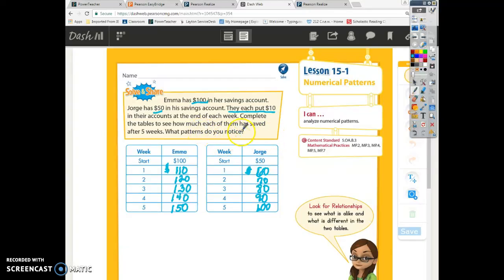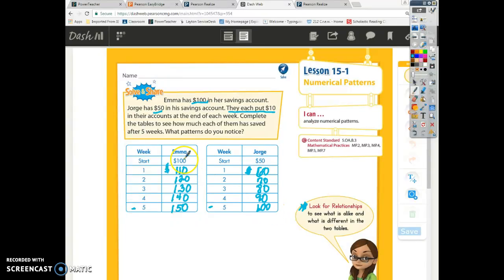So what patterns do we notice? Well, some things that are similar, this is where we're looking for relationships, things that are alike. Well, each week they each add $10. Some things that are different. At the end of 5 weeks, they have a different amount. Emma has $50 more than George.